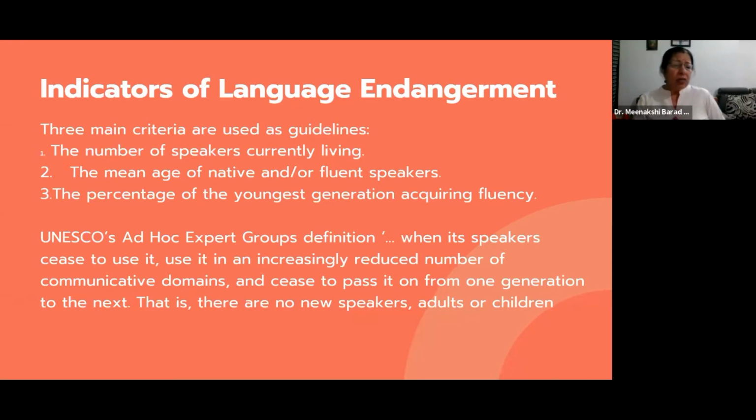UNESCO's ad hoc expert group's definition is that a language is dying when its speakers cease to use it in an increasingly reduced number of communicative domains and cease to pass it on from one generation to the next. That means that there are no new speakers, adults or children. That is indicative of language death.